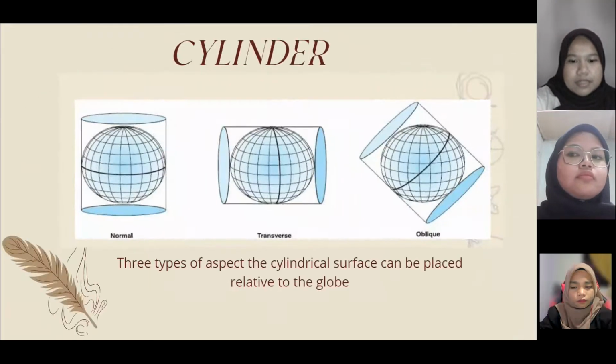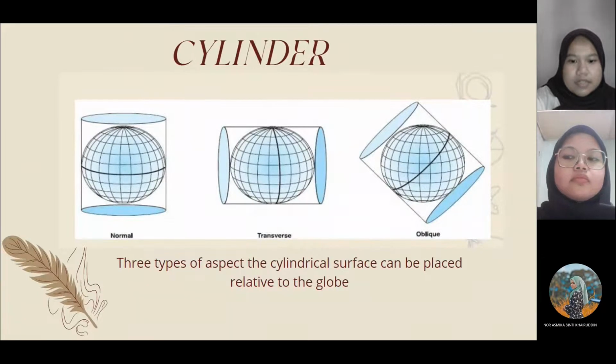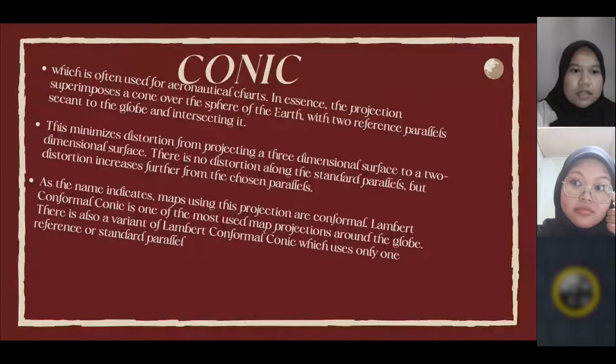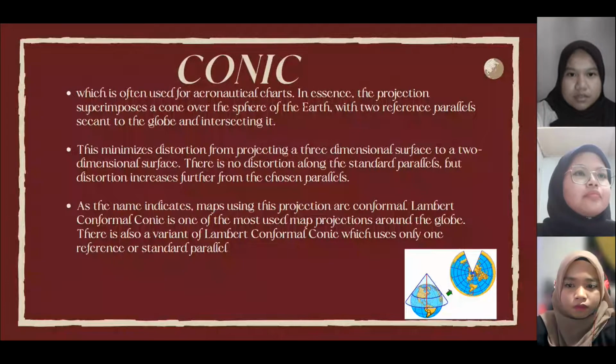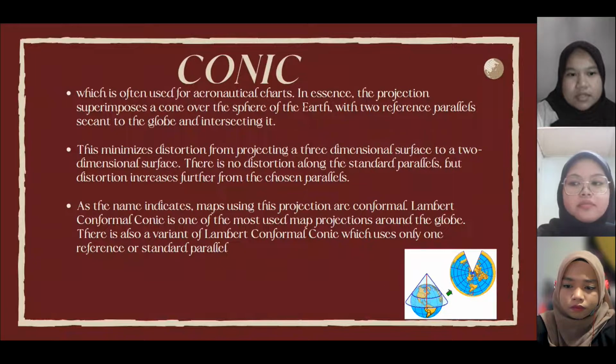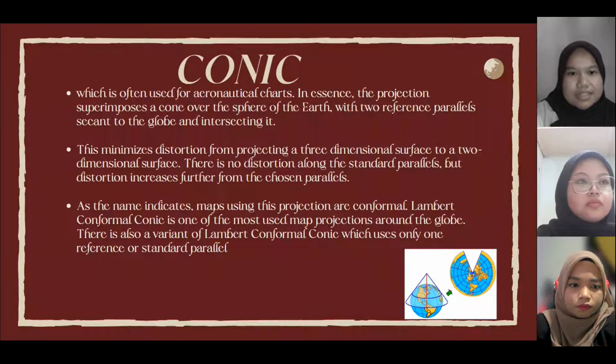There are three types of aspect in which the cylindrical surface can be placed relative to the globe: normal, transverse, and oblique. Next, second is conic, which is often used for aeronautical charts. In essence, the projection superimposes a cone over the sphere of the Earth, with two reference parallels touching the globe and intersecting it. They minimize distortion from projecting a three-dimensional surface to a two-dimensional surface.